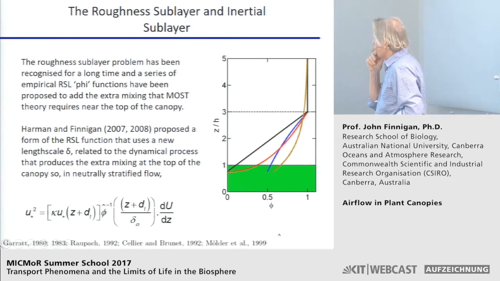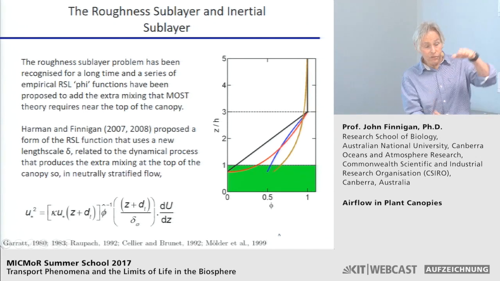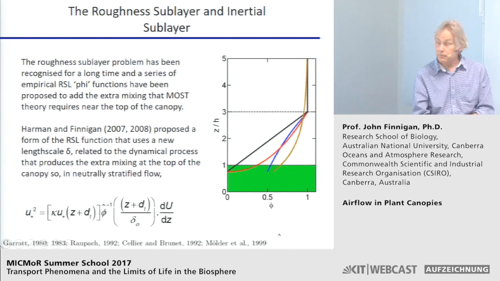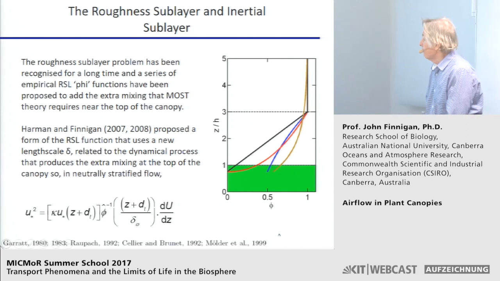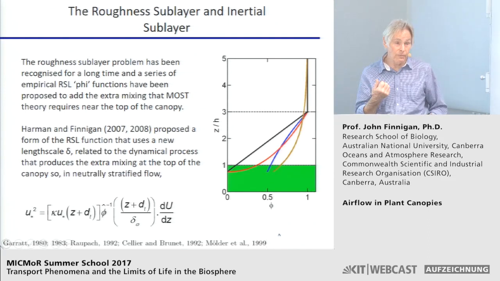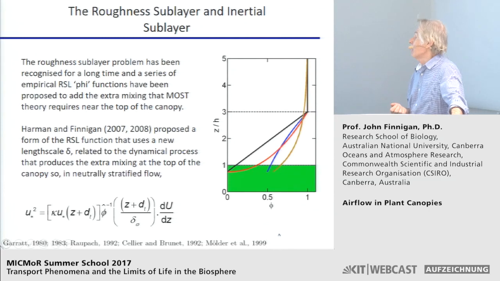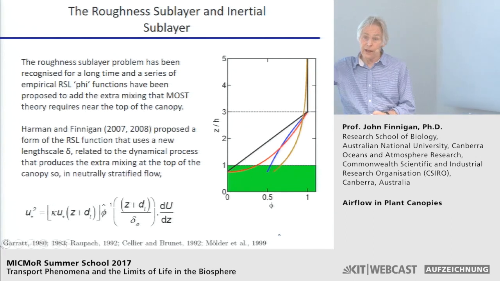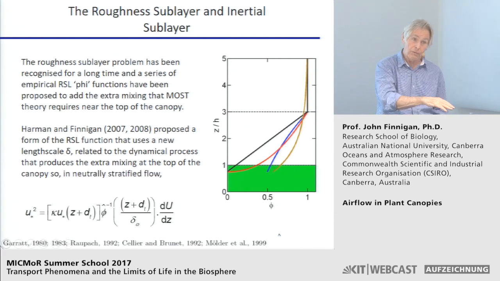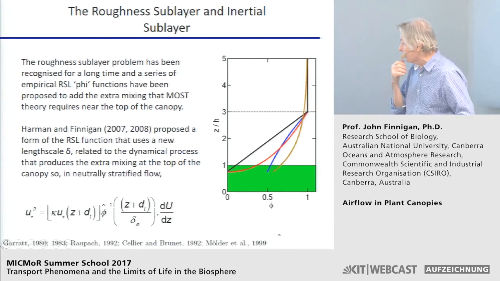So empirically, there have been many formulae to represent the roughness sublayer. They all assume that you know what the depth of the roughness sublayer is. A few years ago, Ian Harman and I proposed a new form of the roughness sublayer, which is based on some actual dynamical theory that we'll talk about in much more detail on Friday. But it says that there's a new length scale. So instead of the eddies being related just to the distance from the ground, or the distance from a displacement height, there's a new length scale added in now, which is the vorticity thickness. And I'll tell you what that is in a little while.